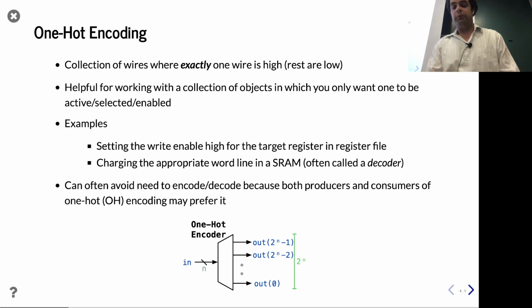To summarize what we're doing here, we're taking, say, a normal dense number from 0 to n minus 1, and we're going to turn it into a one-hot encoding. After it's gone through this box we're building, exactly one of these wires is going to be 1, and the rest are going to be 0. This number determines which one of these wires becomes 1. So if this value here is 0, all of these are going to be 0, but out 0 is going to be 1.